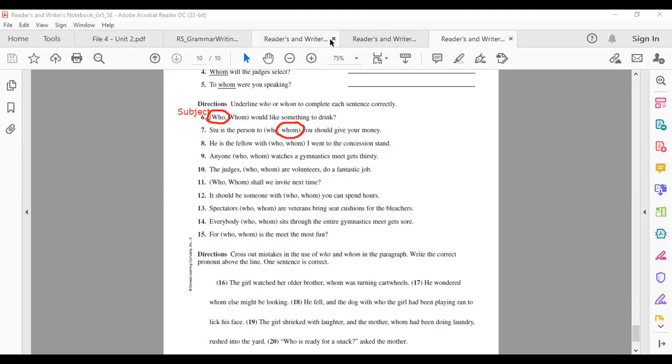Why did you choose whom? Because there's no object. Excellent. So we have Sue is the person to whom you should give your money.